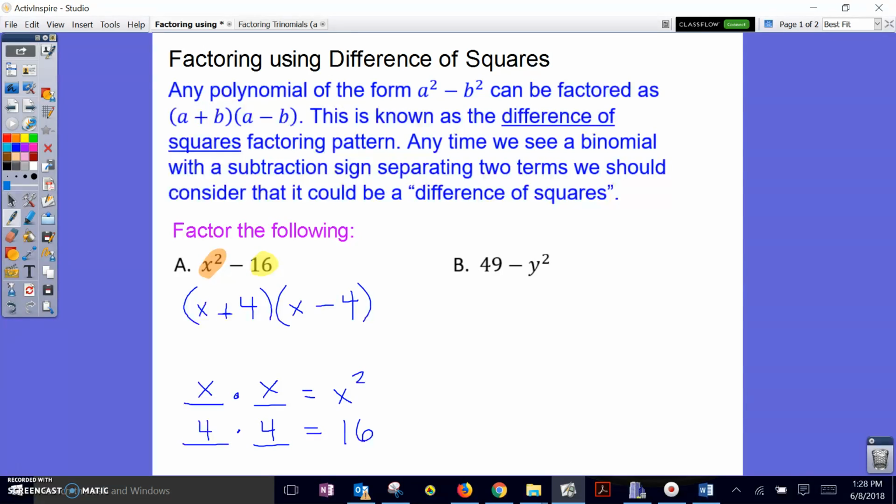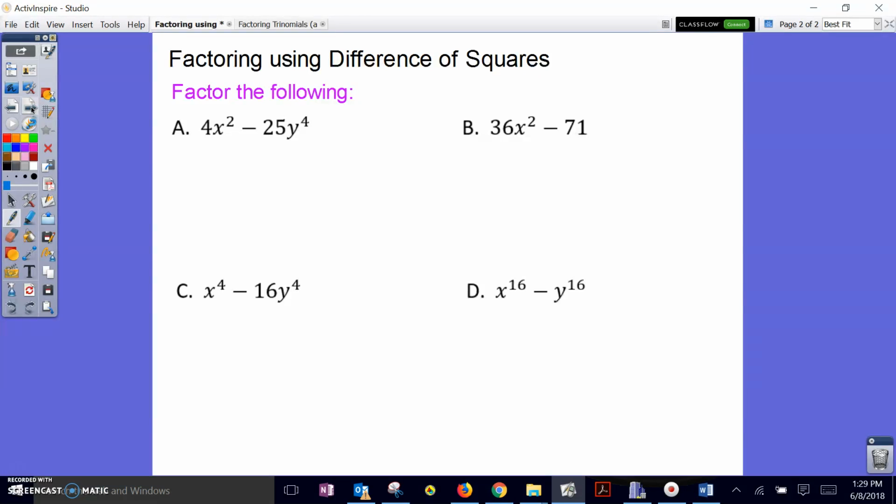Okay, next one. 49 minus y squared. Again, binomial, subtraction sign in the middle. I think, hey, difference of squares. So what, when we multiply it times itself, gives us 49? That's 7. 7 times 7 is 49. So we'll fill in 7 in the first part in those parentheses. And then what times itself gives us y squared? y. y times y gives us y squared. And so there's our factorization of 49 minus y squared: 7 plus y times 7 minus y.